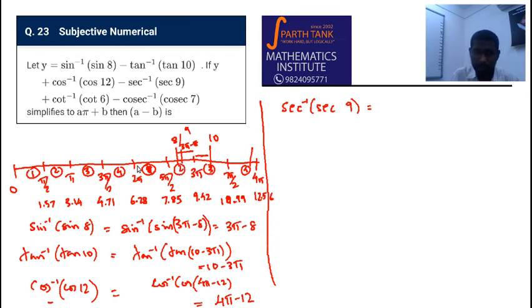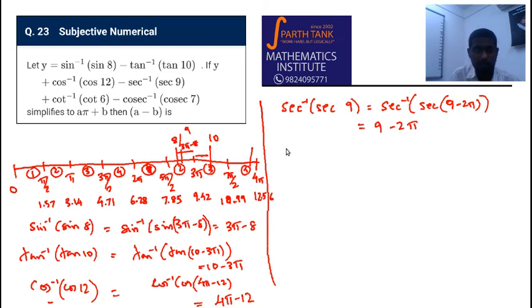So I'll take 9 minus 2 pi. I won't take 3 pi minus 9 because that would give me a positive value for secant. So this can be written as secant inverse of secant of 9 minus 2 pi. So this is just 9 minus 2 pi, right?